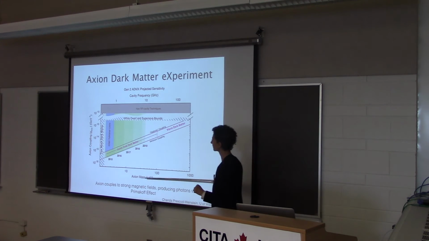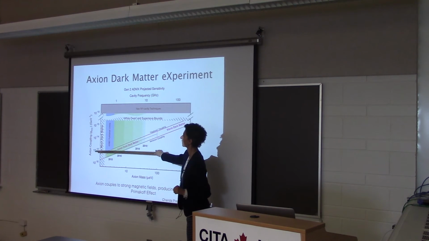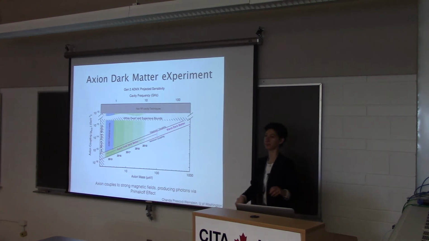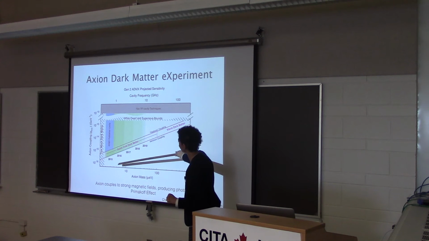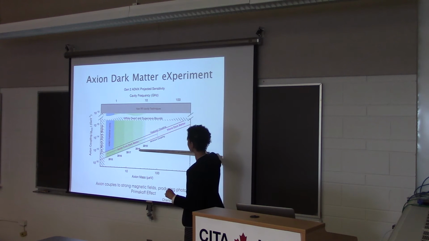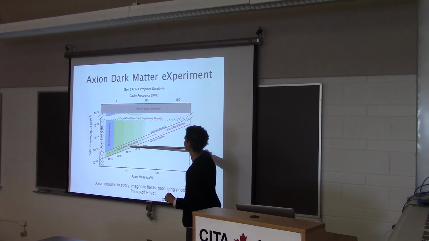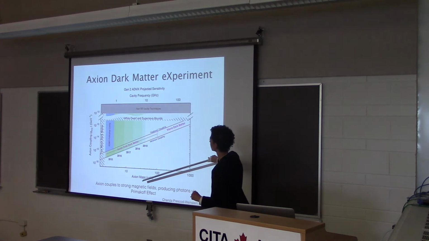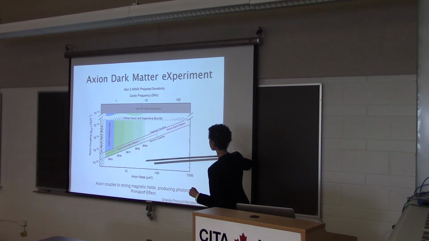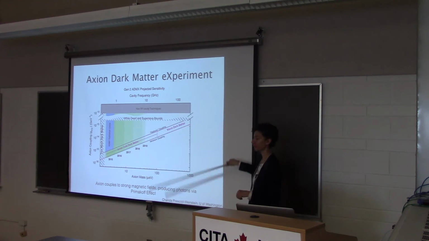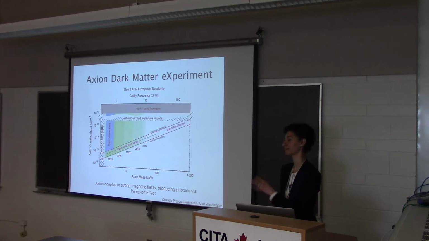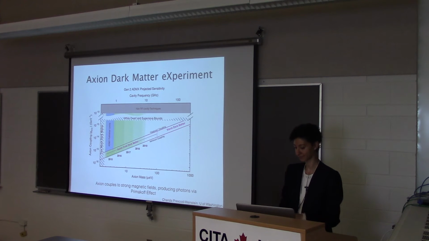It is worth saying that the mass and the coupling are not linearly independent of each other. So that's one reason you see this linear line. And you can see a planned timeline for when they expect to scan through some of the parameter space. And I won't say anything about why there are bounds from stars, but if somebody wants to ask me later, you can.